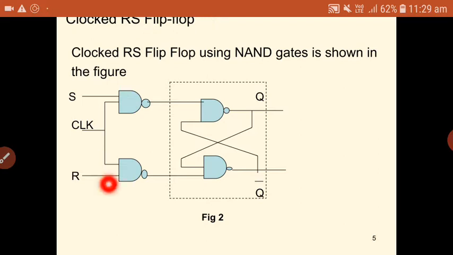So here, in addition to the S and R inputs, you also have another input called the clock signal, which is applied to both the NAND gates like this. And the circuit will be responding to the inputs.